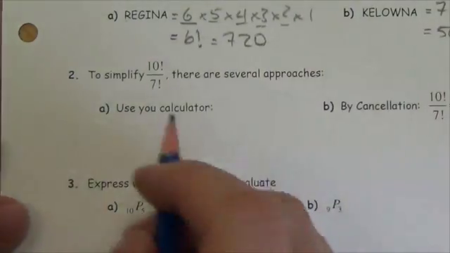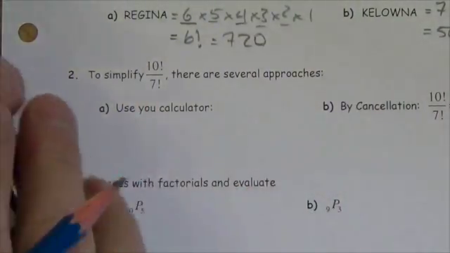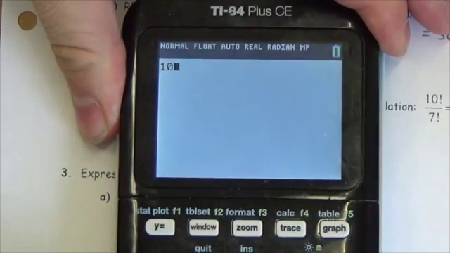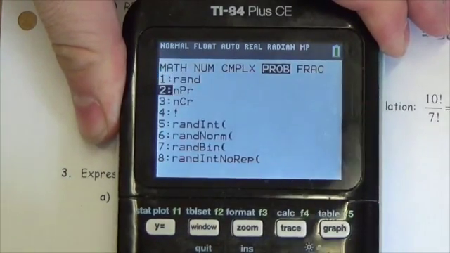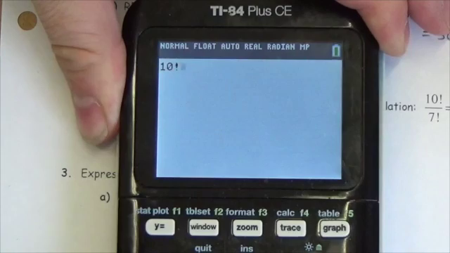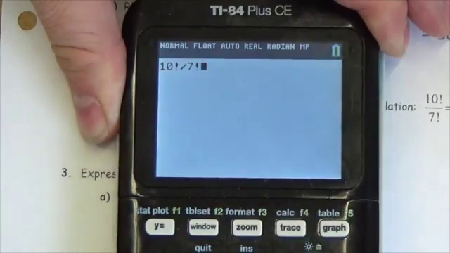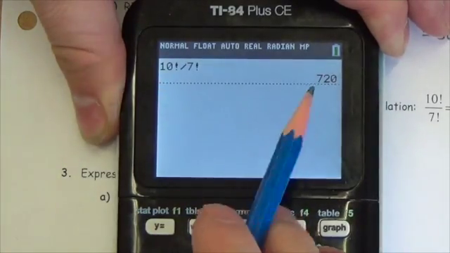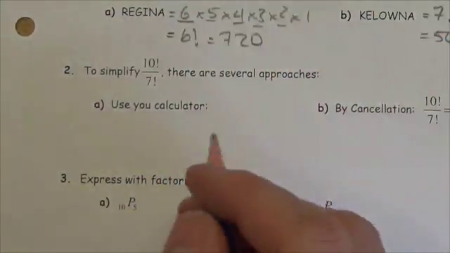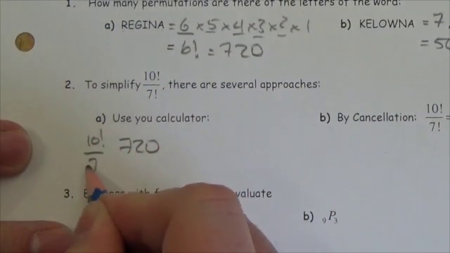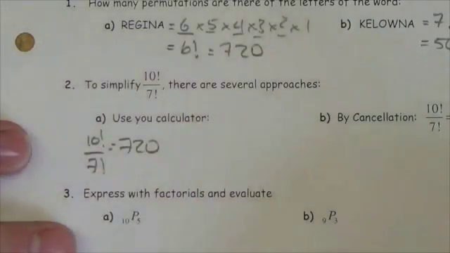All right, so let's start. We're going to simplify this with our calculator, so we'll pull this out here. Okay, and away we go. So 10, we already know where to go to get the factorial. Math, over to the probability menu, divided by 7, and again math, over to the probability menu. So 10 factorial divided by 7 factorial, and we get 720. So there's us using our calculator. 10 factorial over 7 factorial, boom, there we go.